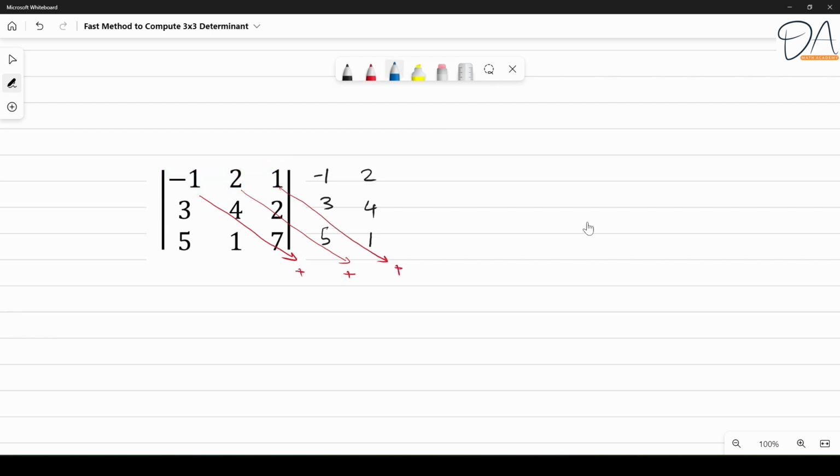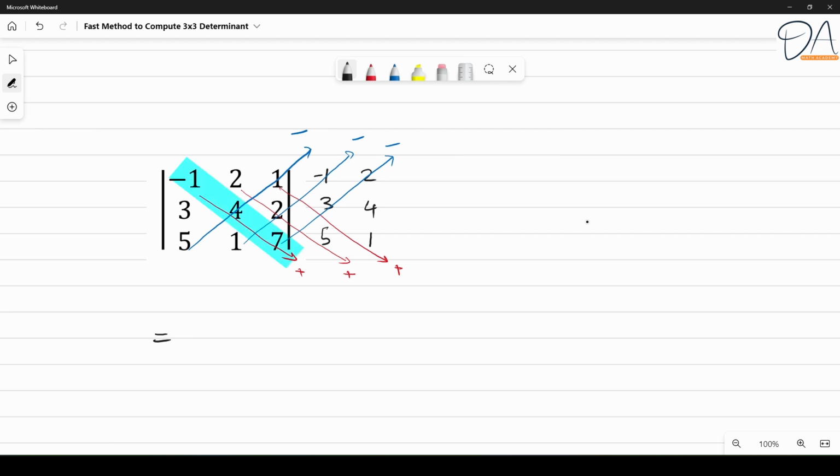And then we form the negative diagonals. So starting in the third row this time, the first element, and move diagonally up. Second element, and then also move diagonally up. Third element, and move diagonally up, and also negative. Again, the calculation is simply you multiply the elements in each of these diagonals and you add the sign according to whether it's a positive diagonal or a negative diagonal.